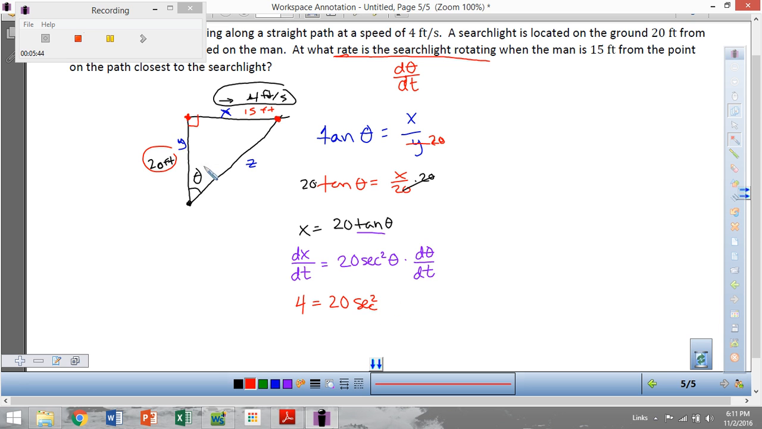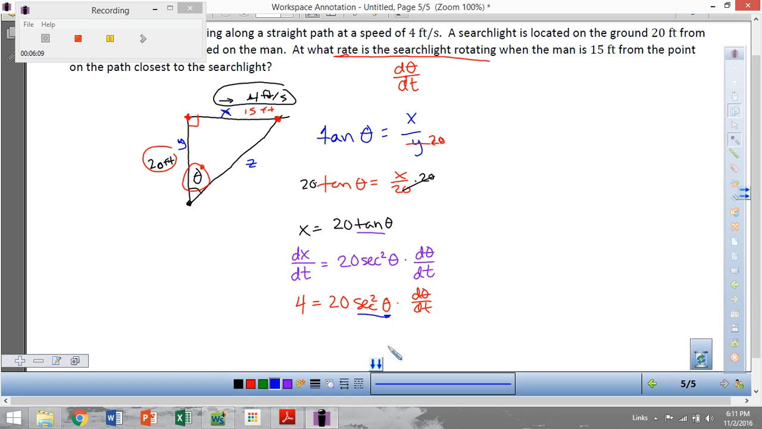theta. Do I have the angle theta at the time that he's 15 feet away? Well, right now I don't. So I'm just going to have to leave that as secant squared theta. And I'm looking for d theta dt. So what I need to find in order to find d theta dt is this theta, either the theta or the secant of theta, which is what we're actually going to do. You're going to see that you don't actually have to find the angle to solve this problem, as long as you know your SOHCAHTOA relationships.